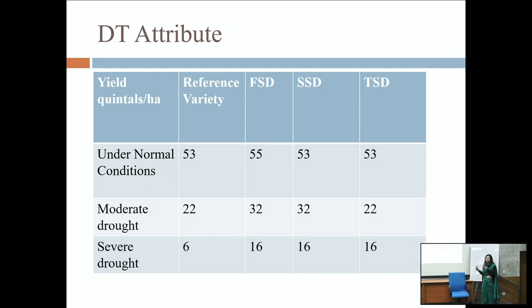So I consider a reference variety, the rice variety that they are growing already. During our survey, we asked them what rice variety they are growing. And this rice variety gives a yield of, just look at the first column, 53 quintals per hectare under normal conditions. But if there is a drought, it'll drop down to 22. And if there is a severe drought, it'll drop down to 6. So that's the reference variety. So we find out what the yield is under the reference variety.